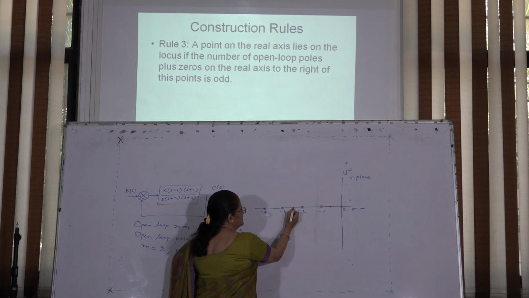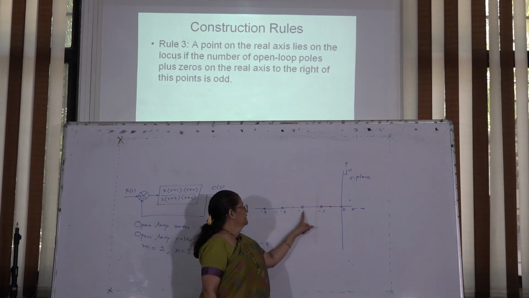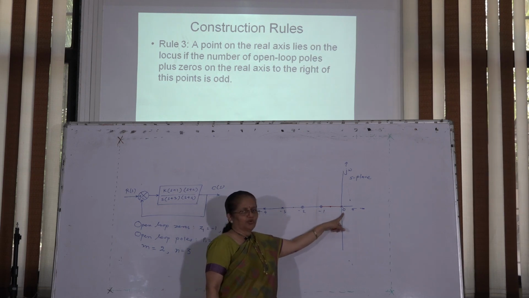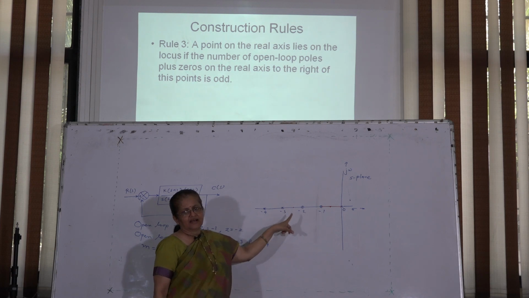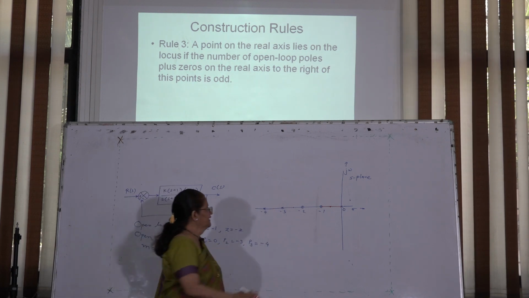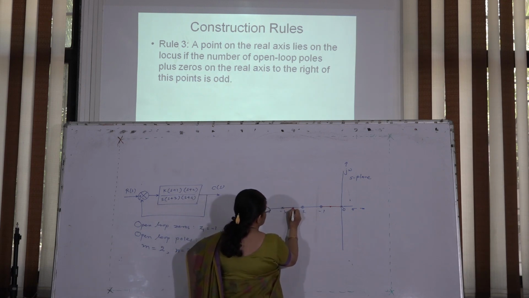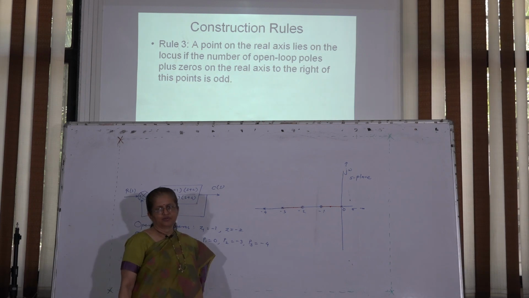Consider a point between minus 2 and minus 3, then what will we get? 2 zeros, 1 pole. So, total is 3. So, it is odd. So, it will lie on the root locus. So, you can represent minus 3 to minus 2, this will lie on the root locus.